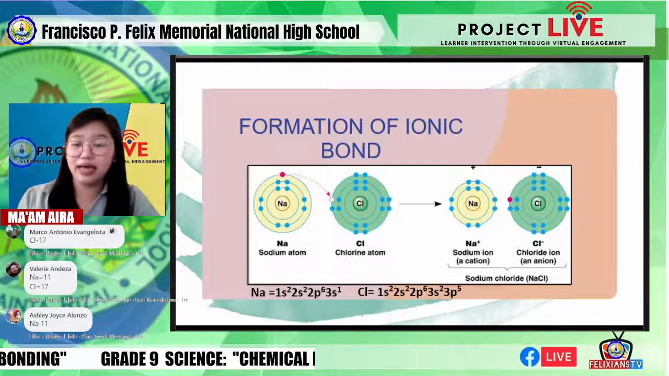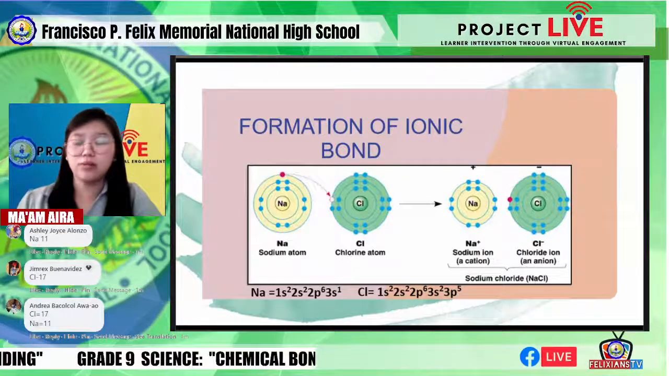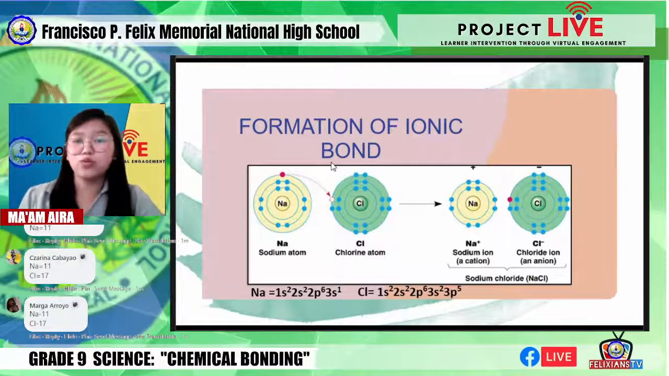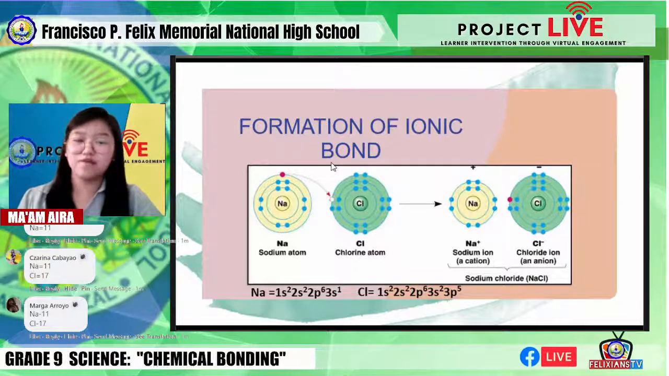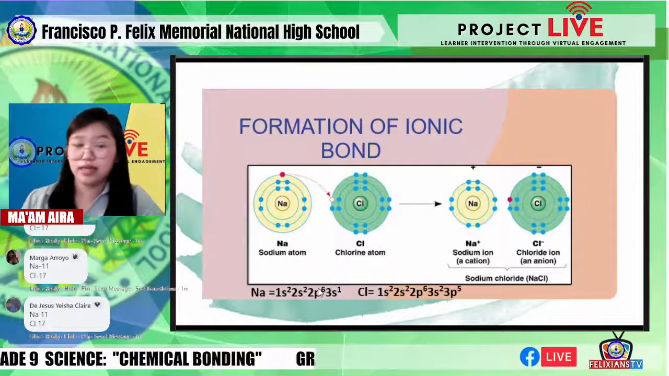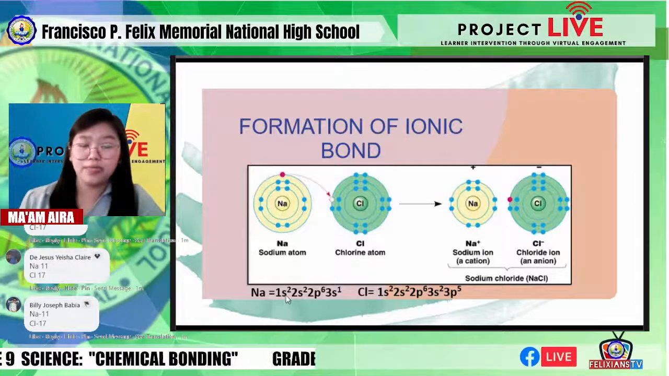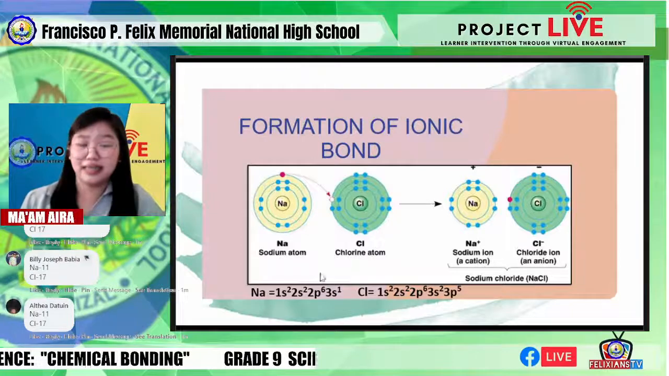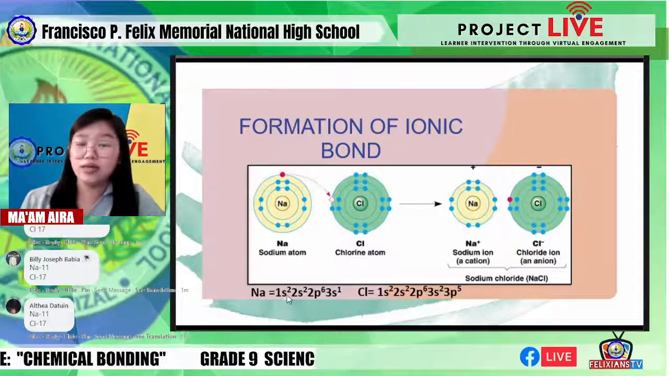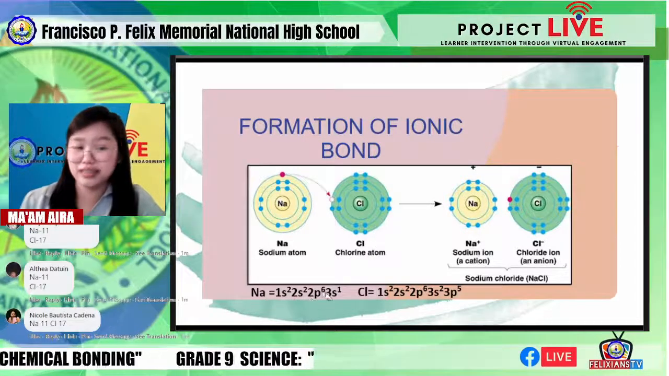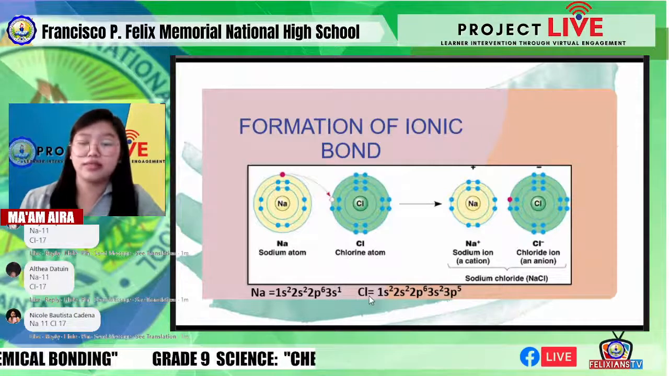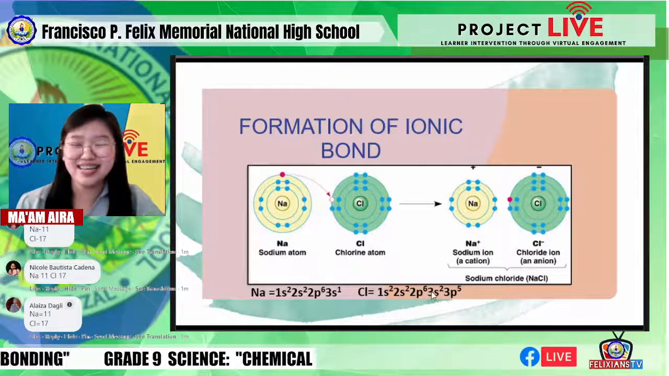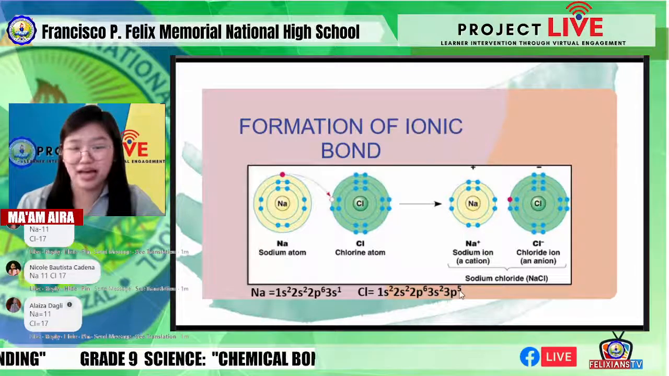After we have identified the atomic number of the given element, we are now to distribute the electrons via electron configuration. As you can see in my example, nilagay ko na po dito yung electron configuration for Na and Cl. For Na, we have 1s2, 2s2, 2p6, 3s1. For Cl, we have 1s2, 2s2, 2p6, 3s2, and then 3p5.